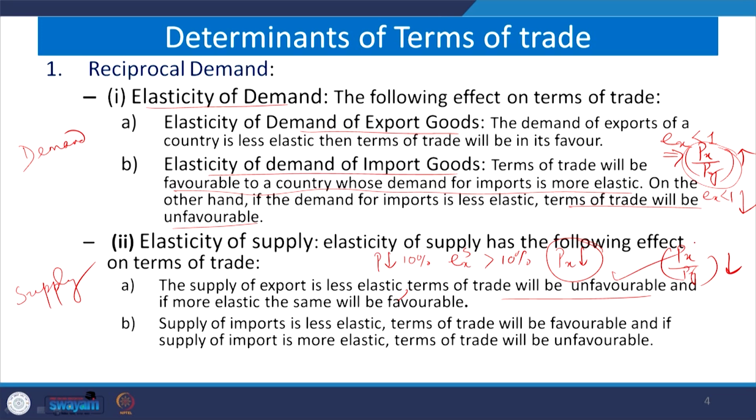If it is more elastic, the same will be favorable. Just the opposite aspect can be understood. Now, similarly, the supply of imports is less elastic.